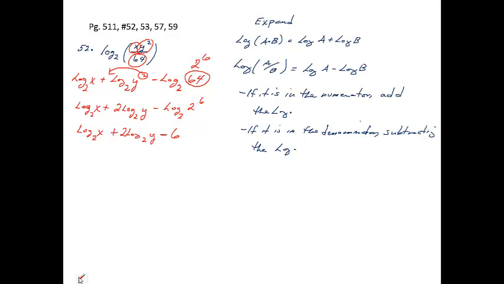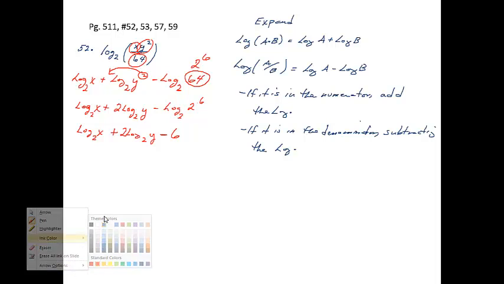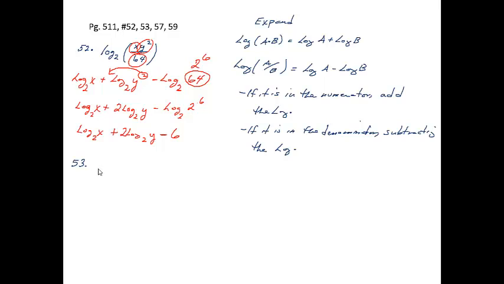Alright, let's try number 53. So this time I have the natural log of the cube root of x divided by e. And again, they want me to expand. So the first thing you need to do is rewrite the cube root. I need it as a power. So this is the same as saying the natural log of x divided by e, all raised to the 1/3 power.